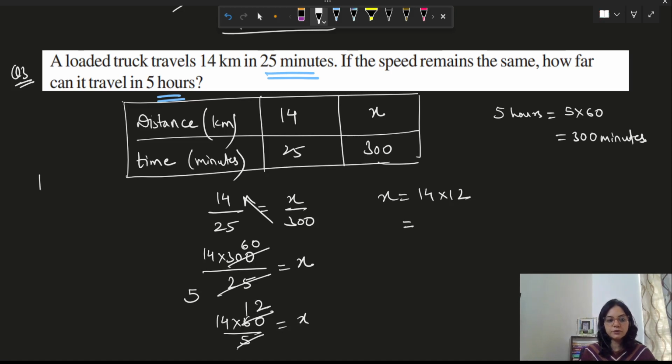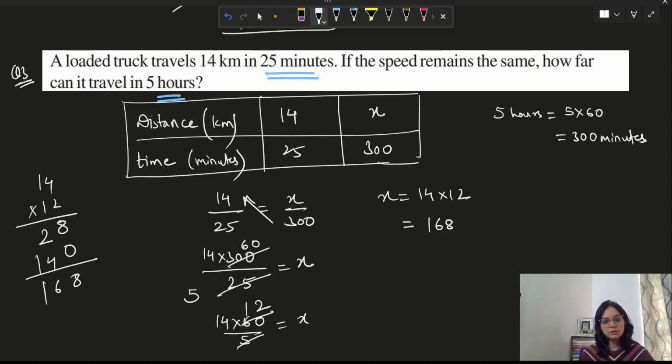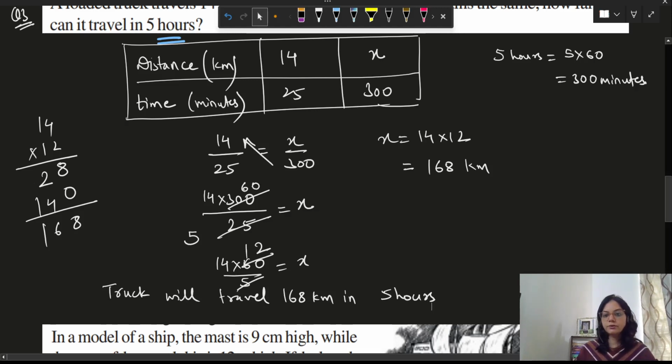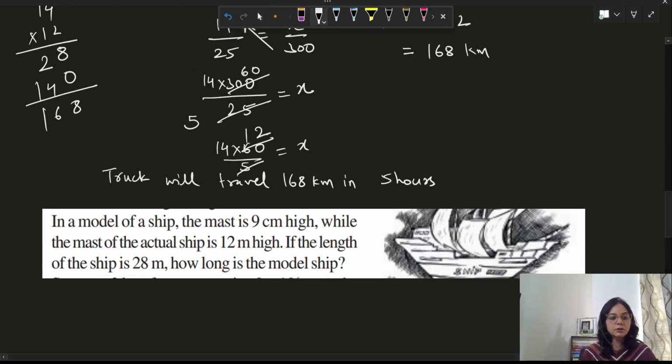Let's multiply. What is 14 into 12? 2 fours are 8. 1 and 2 is 2... 168 is the kilometers traveled by the truck in 5 hours. Okay, so the answer you will write as that truck will travel 168 kilometer in 5 hours. I hope you know how to write the answer statement. Okay, students. Now let's move to the next question, which is the fourth question.